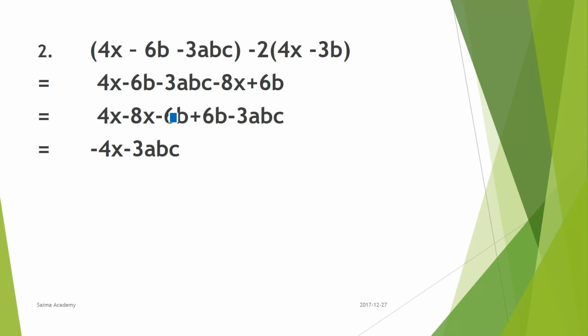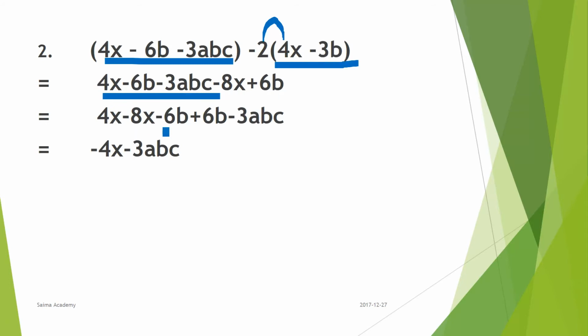Come to the next question. So here again we have two parentheses. First of all we will see whether we can simplify it or not. We will see that if we have some bases, this is 4x, this is b, this is abc. All three are different. We cannot simplify it, so we will write down as it is from here to here. Now come to the second parenthesis. Here we have to multiply with minus 2. So minus 2 times 4 is minus 8x, and then this minus and minus will be plus, because we are doing multiplication. 2 times 3 is 6, 6b.